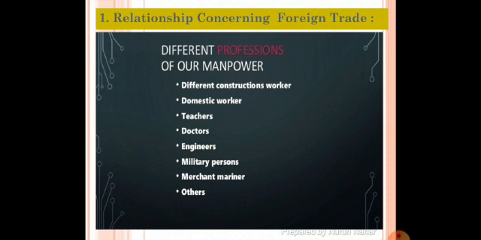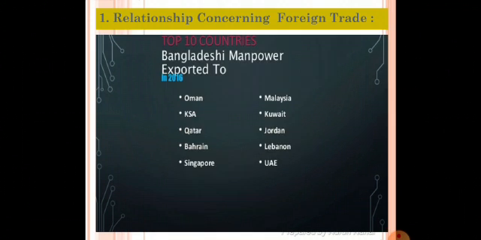So in our country, another important export item is manpower. Different professions of our manpower are construction workers, domestic workers, teachers, doctors, engineers, military persons, merchant mariners, and others. These kinds of professionals are exported from our country to foreign countries. The top 10 countries Bangladesh manpower is exported to are Oman, Kingdom of Saudi Arabia, Qatar, Bahrain, Singapore, Malaysia, Kuwait, Jordan, Lebanon, and UAE.